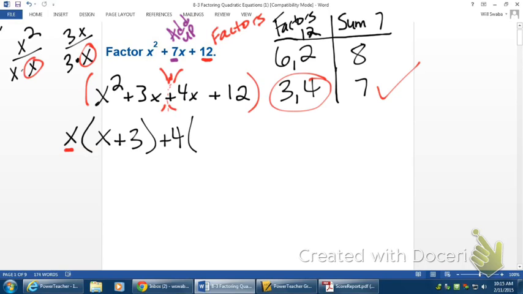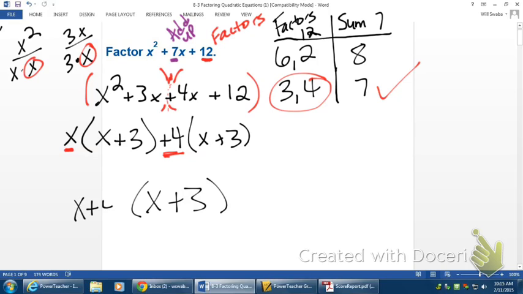What is left if I factor out a 4 from 4x? X. And if I factor out a 4 from 12, all I have left is 3. Now the last thing we need to do is group these terms together. If I have 2 of the x plus 3s, I can just write down one of them. You have to do x plus 4. And I'm going to go ahead and group together this x plus 4. And you're done.